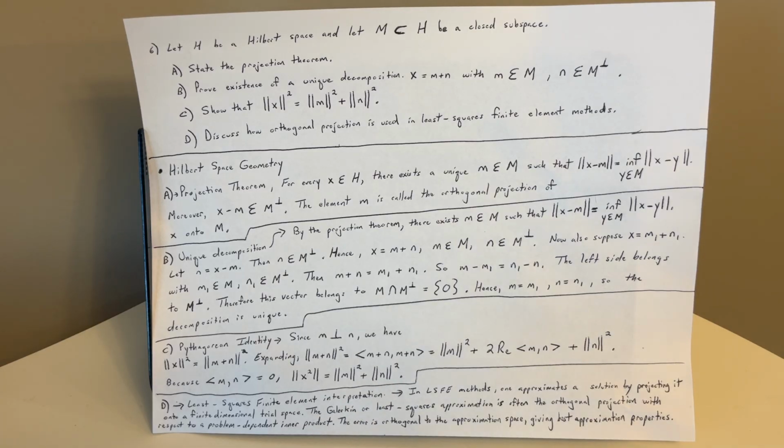And for part D, least squares, finite element interpretation, and LSFE methods. One approximates a solution by projecting it onto a finite dimensional trial space. The Galerkin or least squares approximation is often the orthogonal projection with respect to a problem-dependent inner product. The error is orthogonal to the approximation space, giving best approximation properties. And again, I apologize if I mispronounce anything.